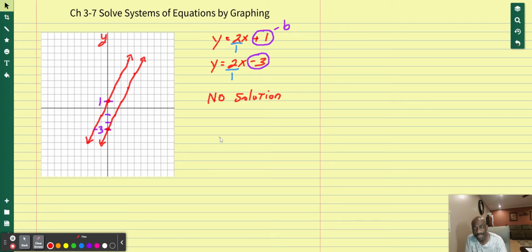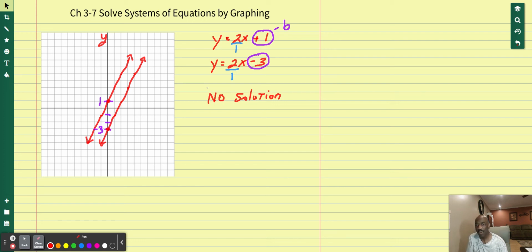If they did touch, that means those 2 points would work in both equations at the same time, not just in one of them. Since neither line touches, there's no ordered pair that will work in both equations. It might work in one, it might work in the other, it might work in neither, but it will not work in both. All right.